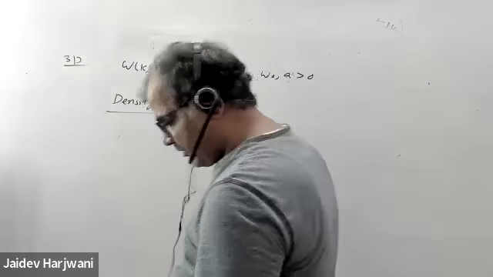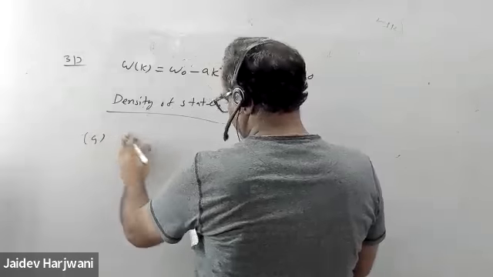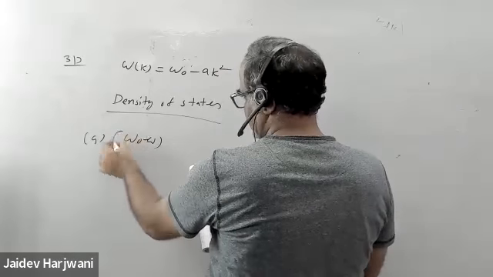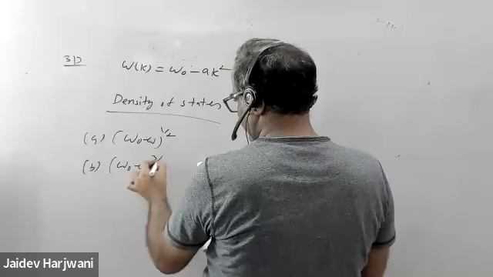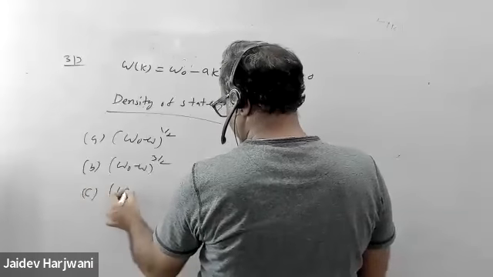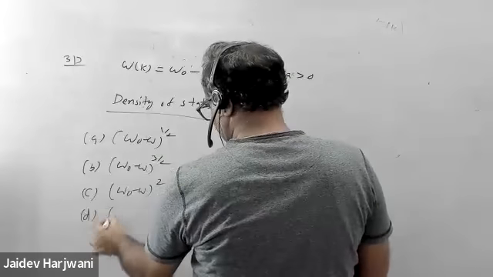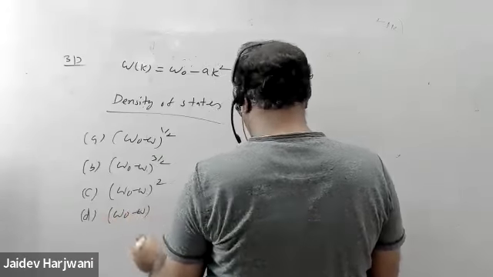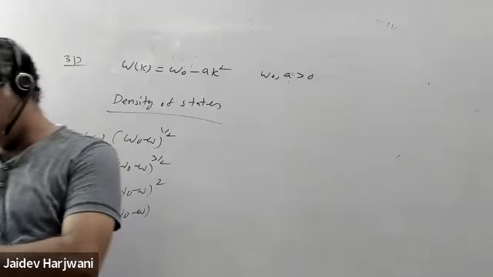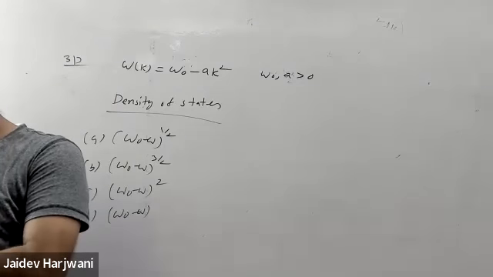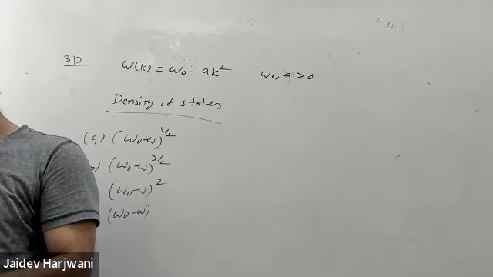Calculate density of states. I'm giving options. So you say density of states is proportional to, they are asking only the proportionality. Options: omega naught minus omega to the power half; omega naught minus omega to the power 3/2; omega naught minus omega square; and d is omega naught minus omega. Okay, solve. Sir, option A, root of omega naught minus omega. Do it and tell me, let me check the answer too. Yes, correct, very good.